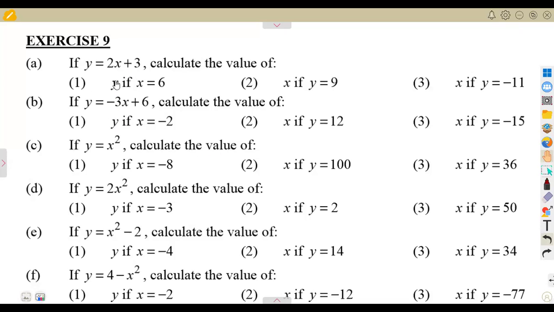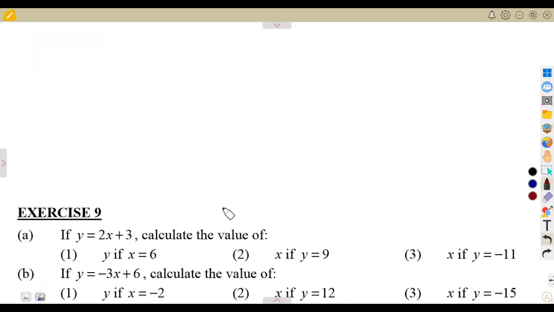On this exercise, you'll be given a certain equation. If y is equal to 2x plus 3, or y is equal to minus 3x plus 6, whatever you're given, and you're asked to calculate a certain value given a certain condition, what are you going to do? Just like on question A, we are given the equation y is equal to 2x plus 3. The first question asks us to calculate the value of y if x is equal to 6.